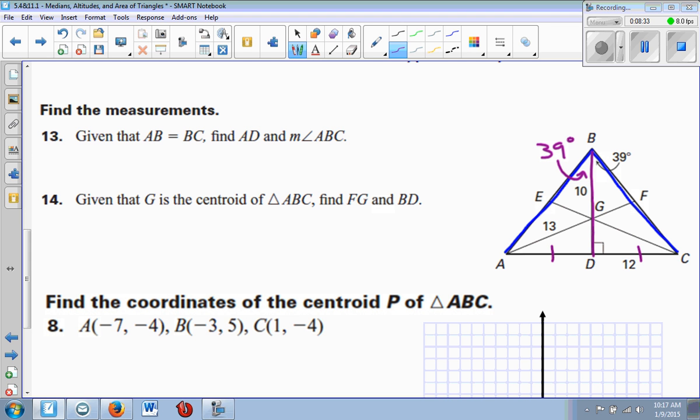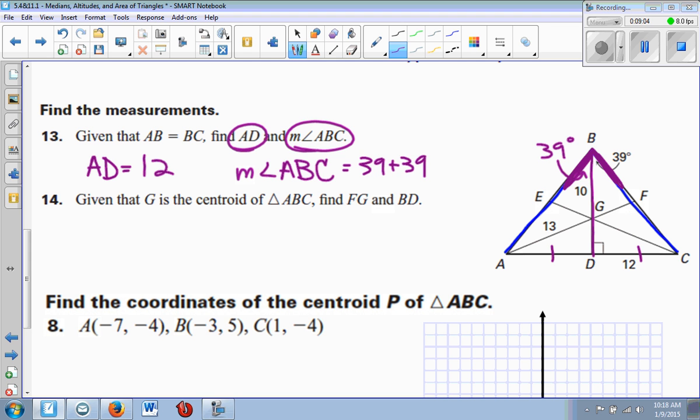So if we look to see what the problem is asking me for, it's asking me for AD and the measure of ABC. Well, AD, we said, has to be the same as DC. Well, if DC is 12, so is AD. The measure of angle ABC is the entire vertex angle here at the top. Well, if each side of it is the same, that means that the entire angle is just that 39 plus 39, each portion of the angle, which gives me a total of 78 degrees.